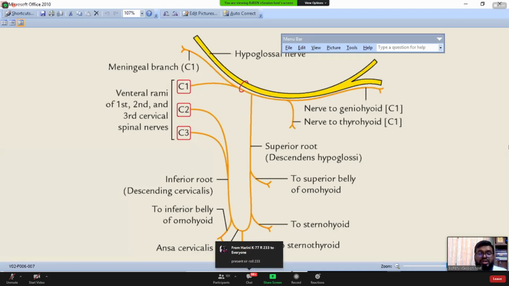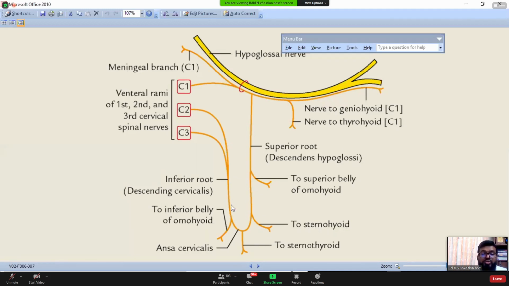This nerve actually supplies all the infrahyoid muscles. Ansa cervicalis supplies all the infrahyoid muscles except the thyrohyoid, which is supplied by the hypoglossal nerve itself. So the thyrohyoid, now you can see it, is supplied by the hypoglossal nerve itself. But other than that, all the infrahyoid muscles like the sternohyoid, sternothyroid, omohyoid, these are supplied by the ansa cervicalis.